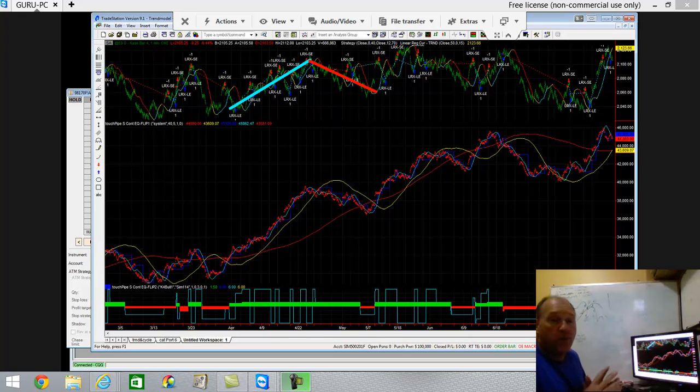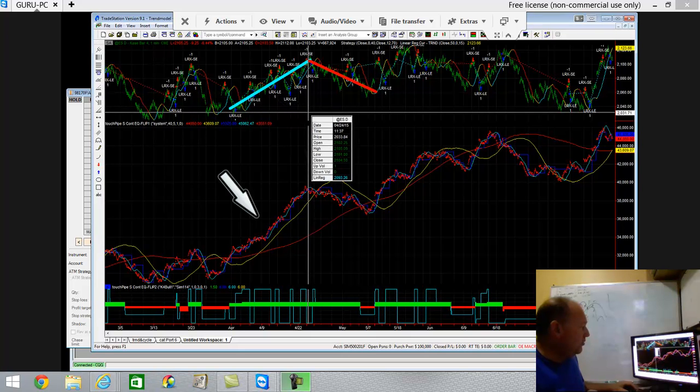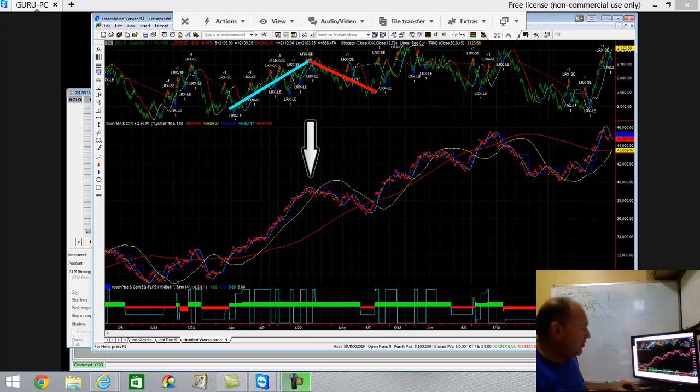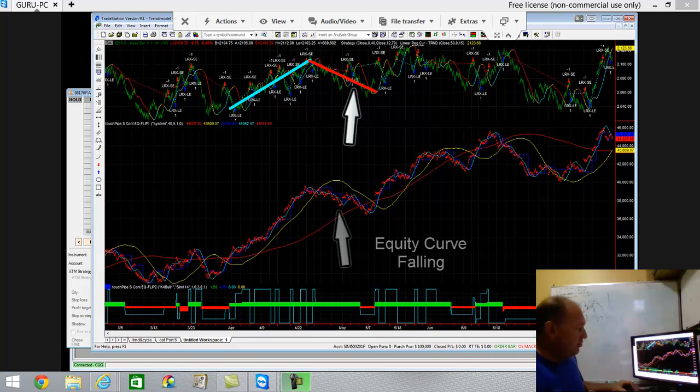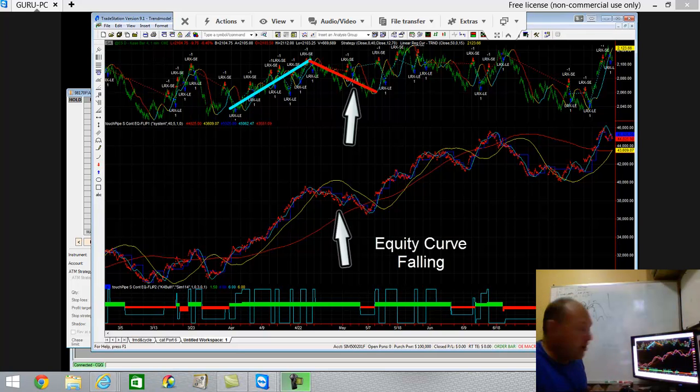So for this particular model, we're looking for the model to identify the type of environment that we're in. But what can be clearly seen is that when the market's in this upward trend, the equity curve is performing and is upward sloping. At the peak of this market, you'll notice the equity curve begins to peak, and during the period of market decline, in the red, the equity curve is in fact falling.